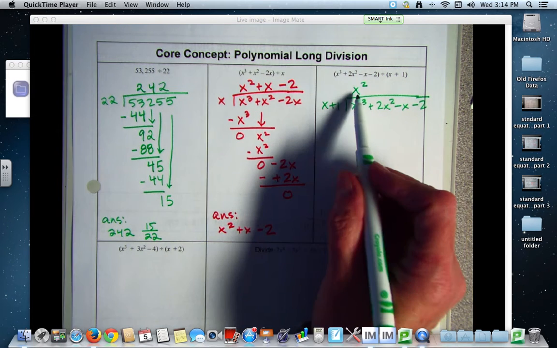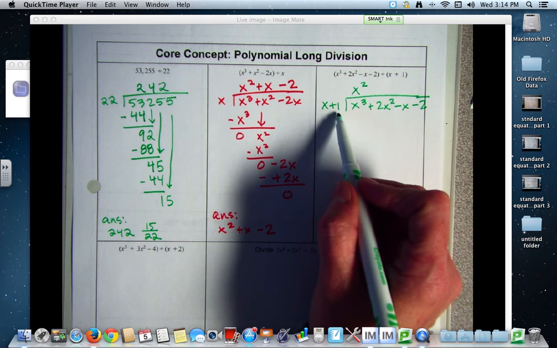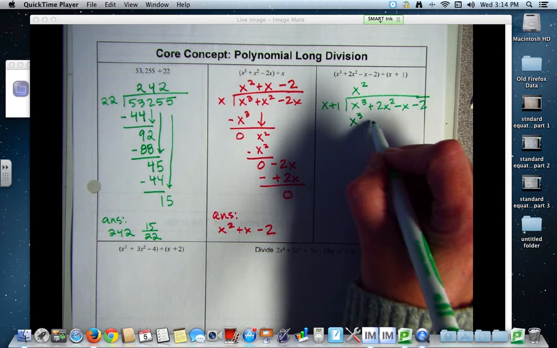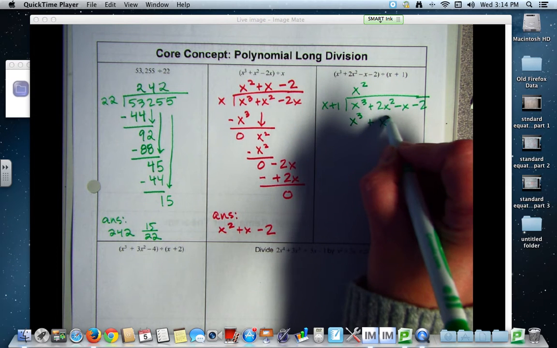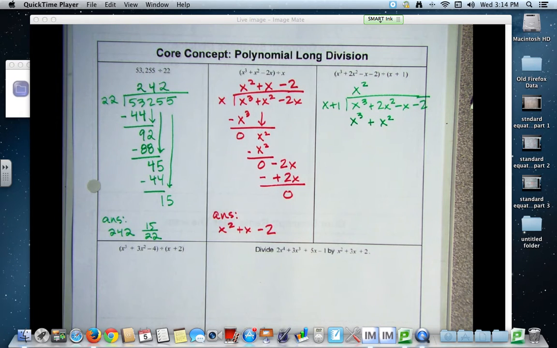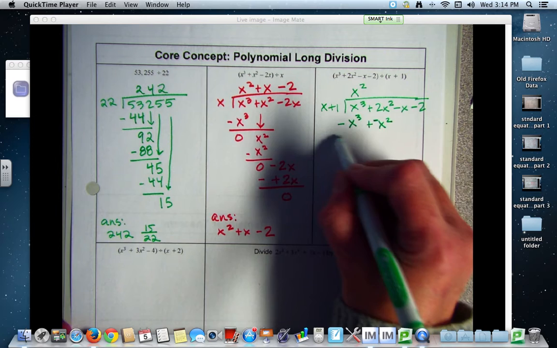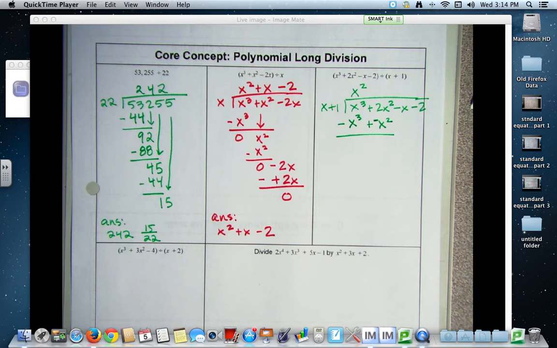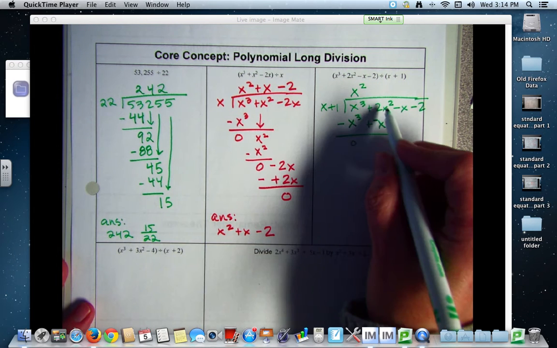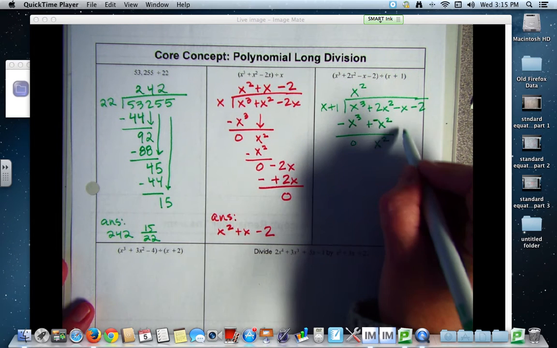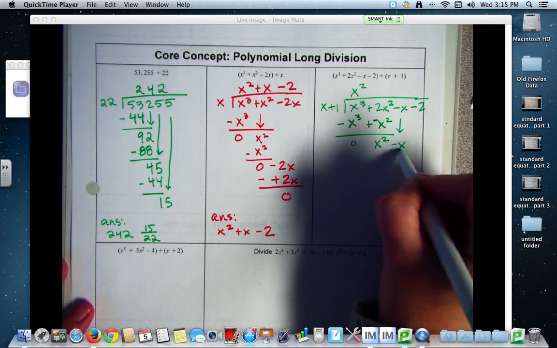So now we'll multiply the x squared times the x and the 1. This gives us x cubed, and it gives us x squared. We need to subtract both terms. Subtract x cubed, subtract the x squared. This gives us 0. 2x squared minus x squared is x squared. Bring down the minus x.